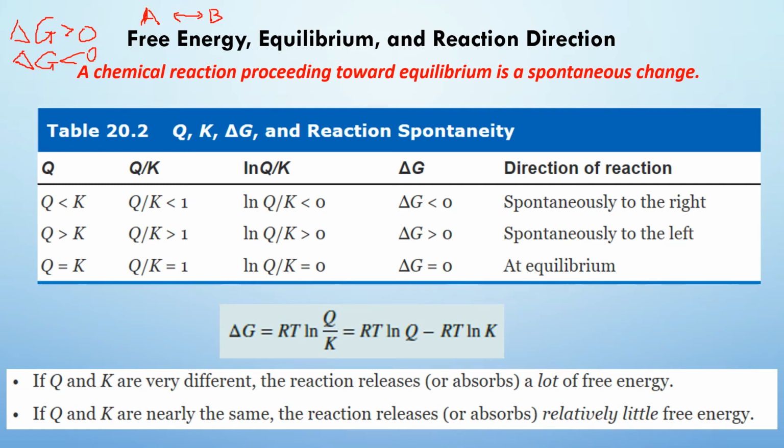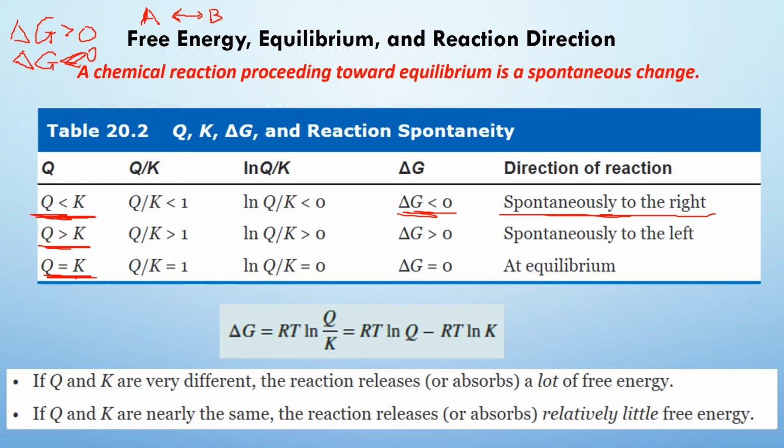From the previous chapter, we know that this reaction will proceed to the right if Q is less than K. And the reaction will proceed to the left if Q is greater than K. If they're equal, it is at equilibrium. In terms of delta G, if it's less than 0, that means A to B is spontaneous. So we say if delta G is less than 0, it is spontaneous to the right, because we write the reaction in this way, from A generating B.